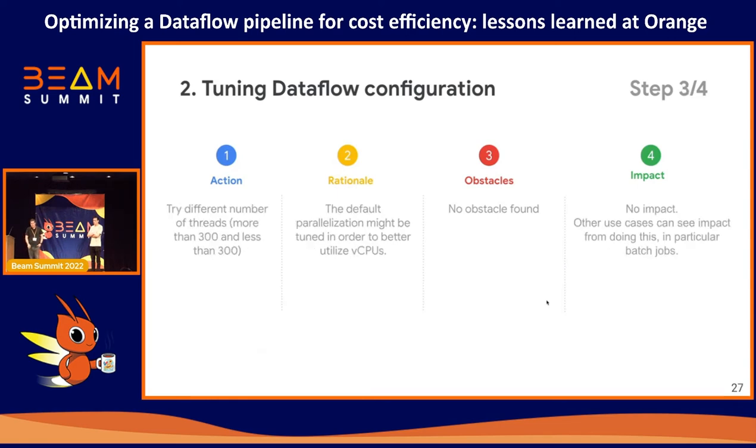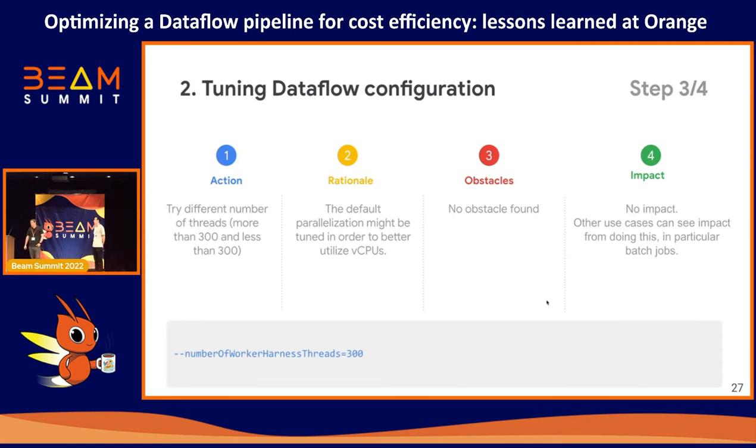And the third parameter we tried was to change the number of threads. So we tried with values greater and lower than the default value, which is 300. And we thought that maybe with a tuned level of parallelization, we could better use the CPU and reduce the number of CPU required to process our data. Here is how you can set the number of threads.